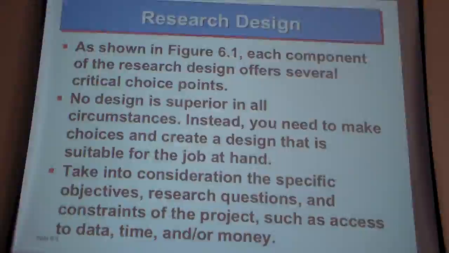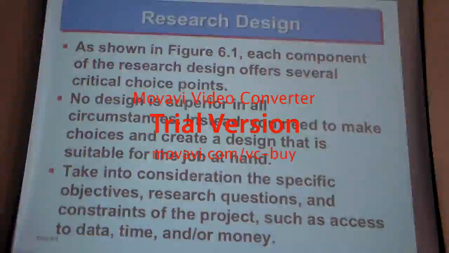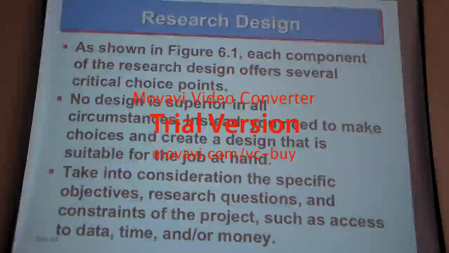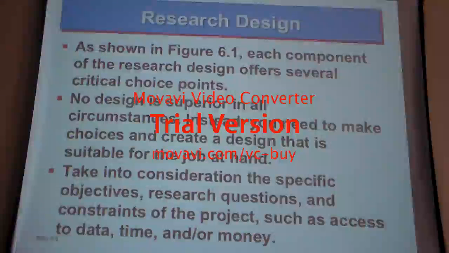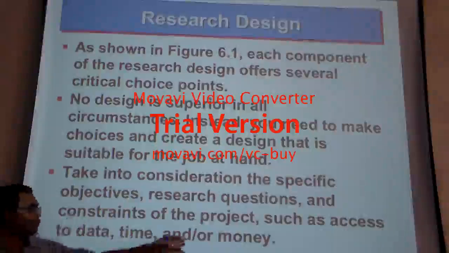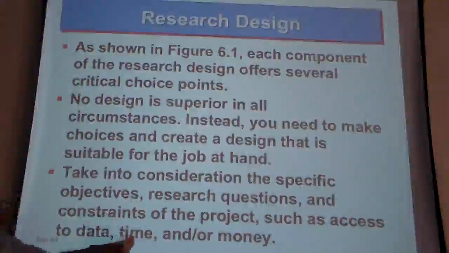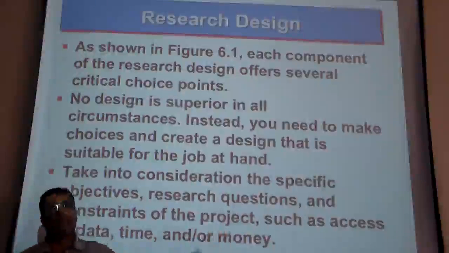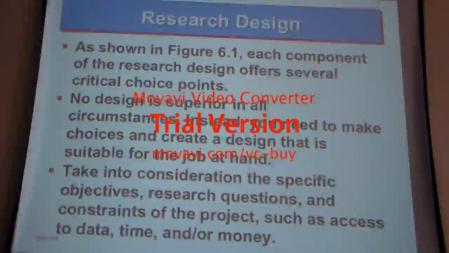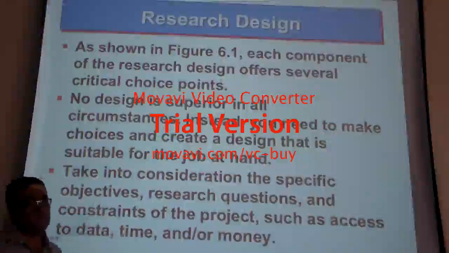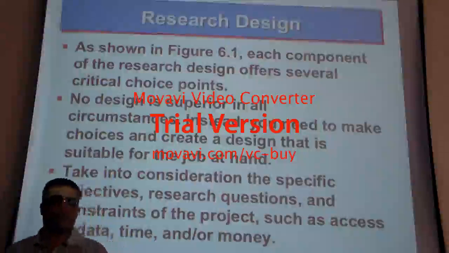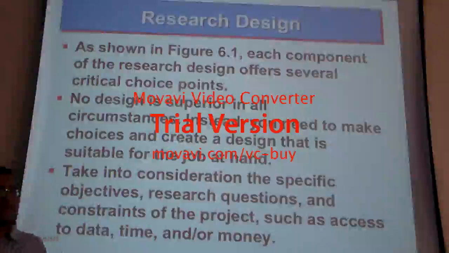Starting from the problem statement, everything is related. Research design is related to objectives, research questions, and scope, such as access to data, time, and money. Because sometimes you may have access to data, and you cannot access data at another time, or maybe you have money. This is about constraints. Constraints could be in terms of time or money, or sometimes in terms of your ability. You cannot do it, or you can do it.